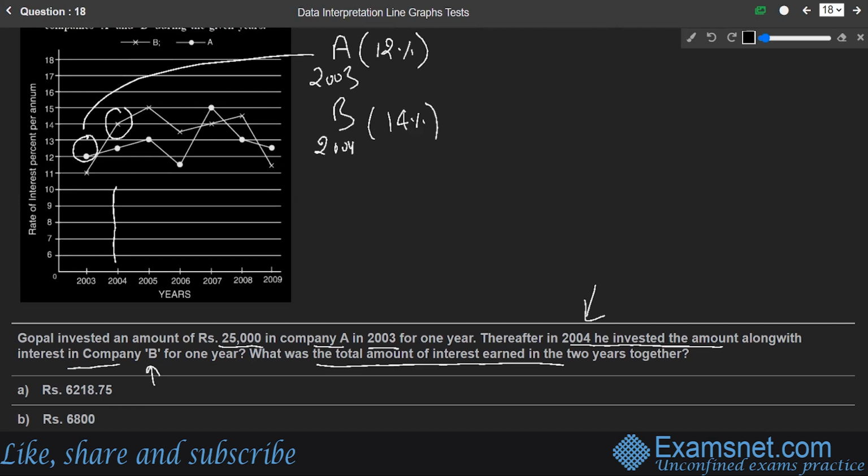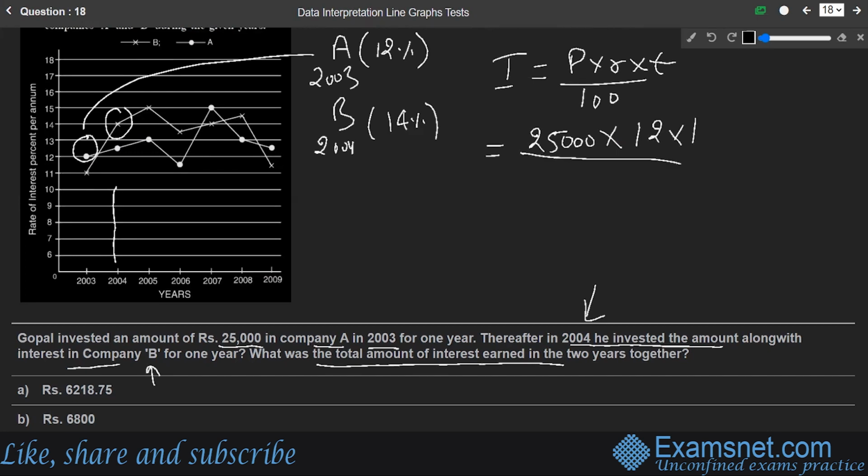Okay, so first of all let us find out the total interest earned by investing in company A by Gopal. So interest value is nothing but principal into rate into time over 100. How much money he invested in company A is 25,000. So that is the principal into the rate of interest offered by company A in 2003, which was 12, into time value, which is always 1, divided by 100. So the interest comes out to be 250 into 12, that is nothing but 3,000 rupees. So this was the interest earned in 2003 by investing in company A.